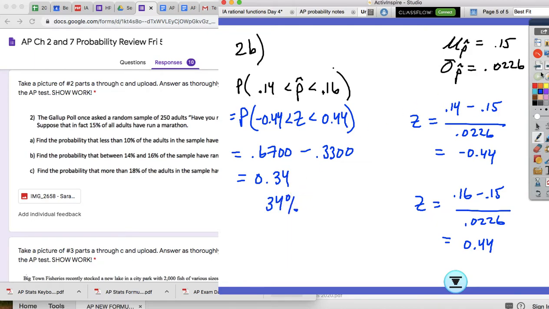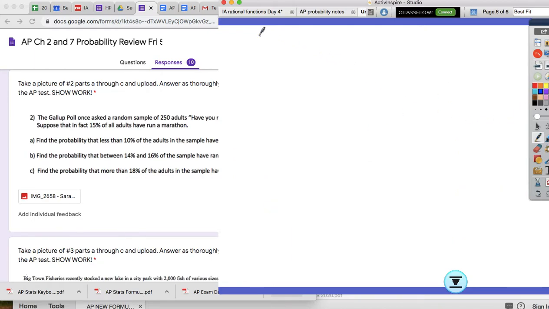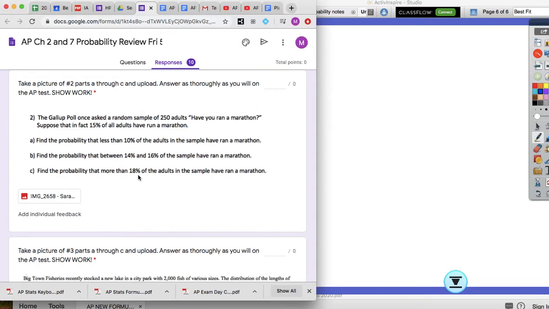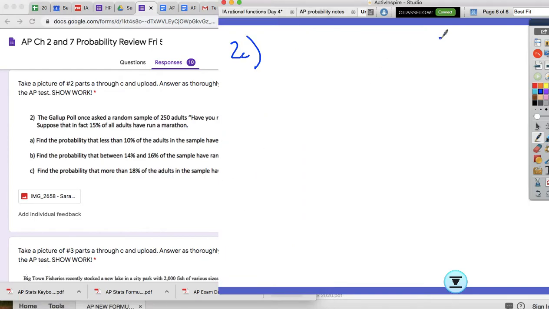All right, 2C. Find the probability that more than 18% of the adults in the sample. So it's still the same sample, which is nice. So again, our mean was 0.15 and our standard deviation was 0.0226. So those are staying, so that's nice.